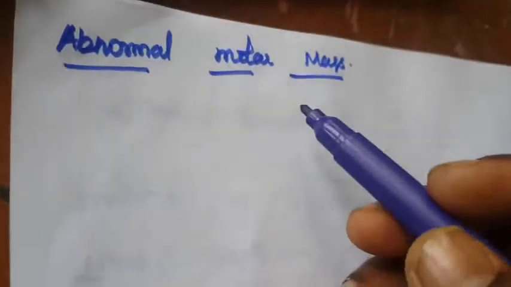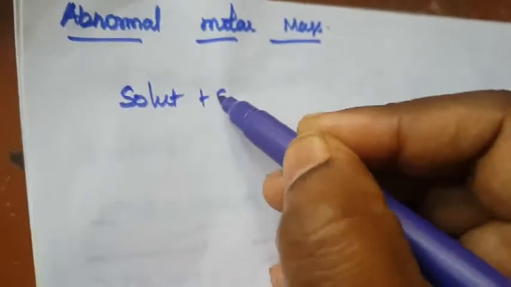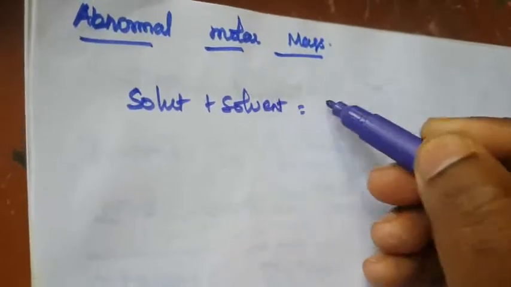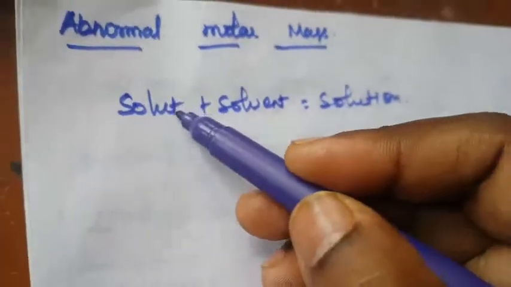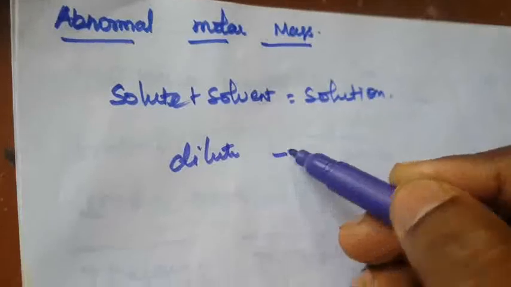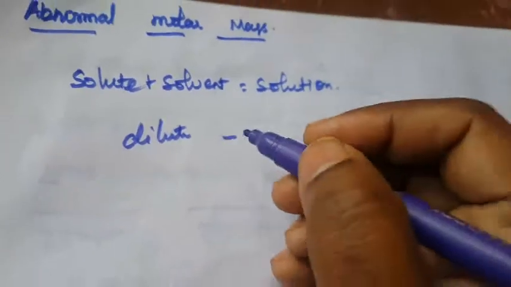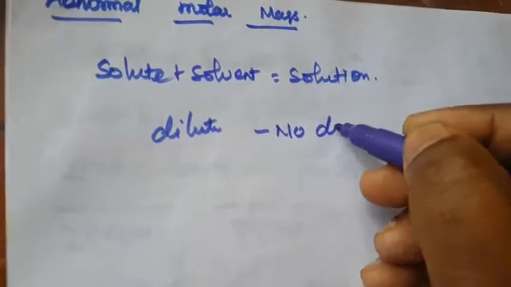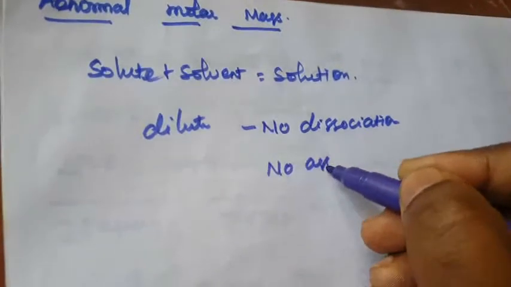Suppose we are calculating the molar mass of a non-volatile solute. It can be calculated accurately using an experimental method based on colligative properties, any one of the methods. Solute plus solvent equals solution. In any one of the methods we can calculate this. If the solution is very dilute, there is no problem, so there is no association or dissociation.